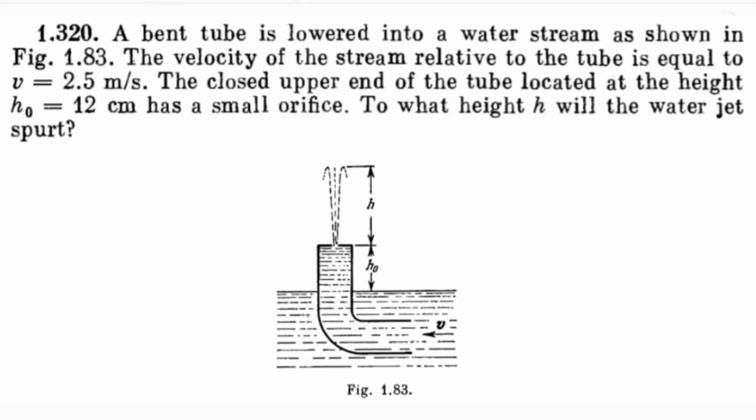So we begin with the fourth problem in this series, and this problem is problem number 1.320, and the problem is stating: a bent tube is lowered into a water stream as shown in the figure. The velocity of the stream relative to the tube is 2.5 meter per second. The closed upper end of the tube is located at a height of 12 centimeter and has a small orifice. To what height h will the water jet spurt out?